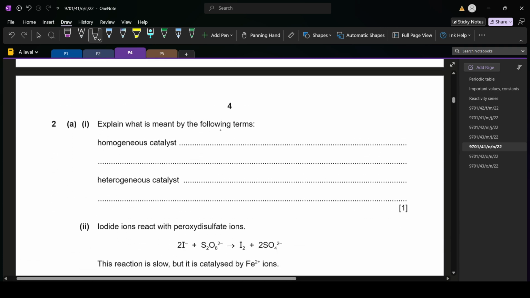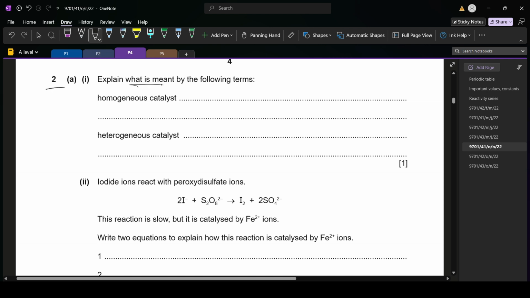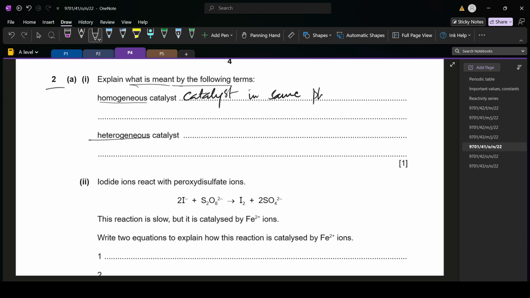Moving towards the next question, question number 2. Explain what is meant by the following terms: homogeneous catalyst and heterogeneous catalyst. A homogeneous catalyst is a catalyst which is in the same phase as the reactants, and a heterogeneous catalyst is in a different phase to the reactants. So a homogeneous catalyst is in the same phase or state as the reactants.